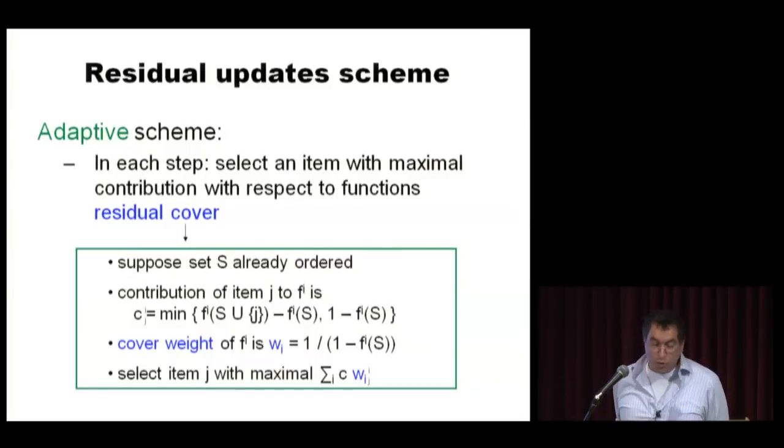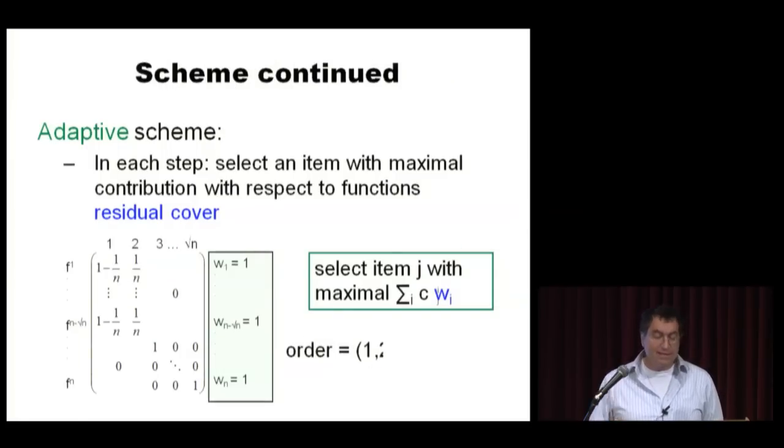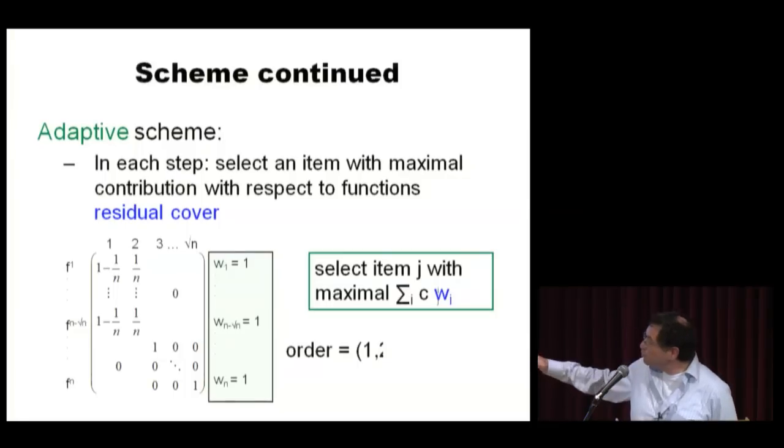The weight is actually 1 over the remaining amount to 1. I mean, the difference between 1 and the value of the function. So rows which are almost happy will get higher weights, and they will be finished faster. And this is the algorithm. Actually, let's take an example, because an example always explains better than words. Let's take exactly the same example as before. We have these rows, and we want to order the columns, the items.